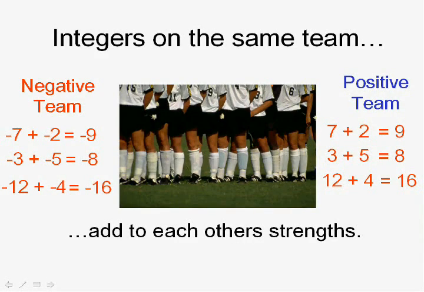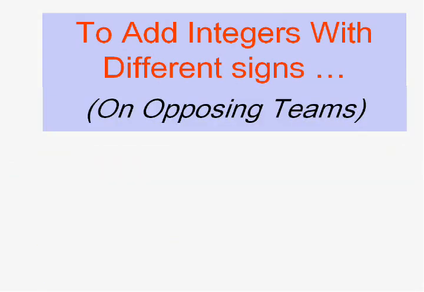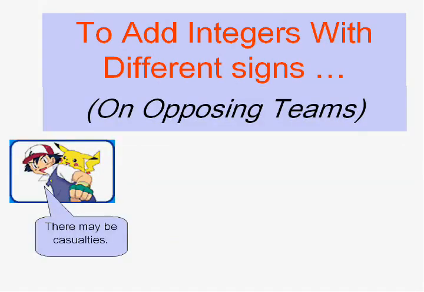The battle, if you would, occurs not when we have two numbers that have the same sign, like we've shown you here, but when two numbers have a different sign, when they're on a different team, a plus and a minus. And now, ladies and gentlemen, let's get ready to rumble! You know what's going to happen. When they're on opposing teams, there's going to be some casualties.